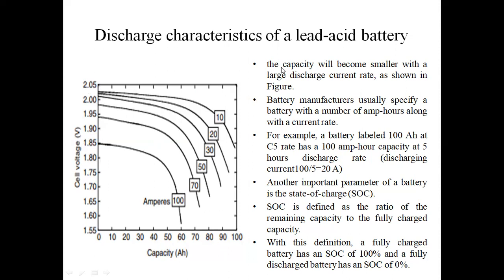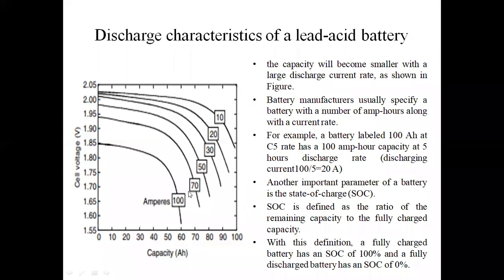Next, the description: the capacity will become smaller with large discharging current, as shown in the figure. In the figure, the cell voltage will become smaller with large discharging current. Large discharging currents here are 100 amperes, 70, 50, 30, 20, 10. These are our current ratings. Battery manufacturers usually specify the battery with the number of ampere hours along with the current rating.